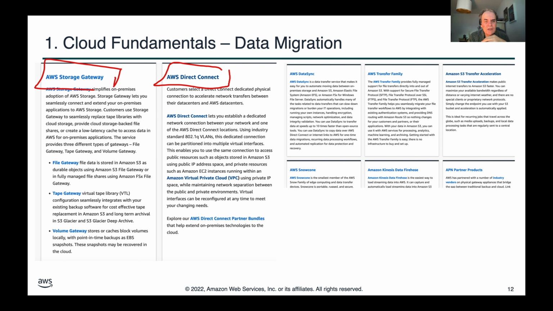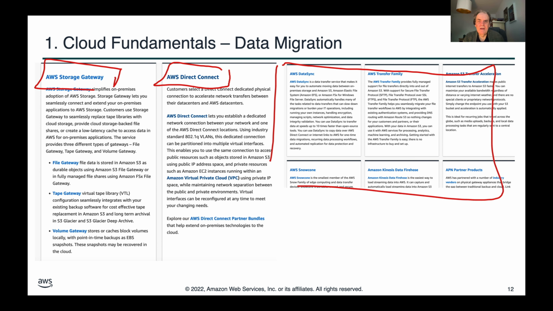We can also have AWS storage, which allows us to take backups and large amounts of data and upload it into the cloud. But along with this, there are other services that we can use, including AWS Snowcone, that allow us to efficiently move data from on-premise into the cloud.